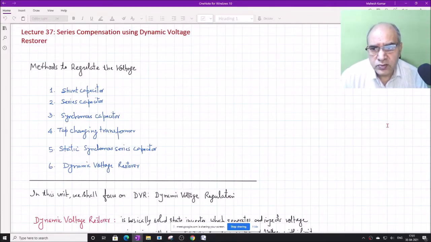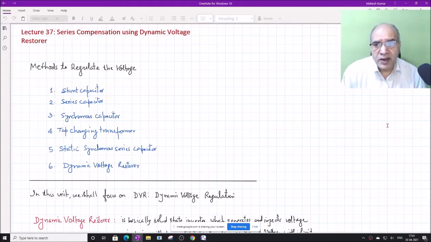This is a new unit where we will talk about the series compensation using dynamic voltage restorer. This is called DVR. So in the introduction I have talked about this term DVR, D-STATCOM, and said that dynamic voltage restorer is just a complementary device to D-STATCOM because it compensates the voltage and it is placed in series with the line.